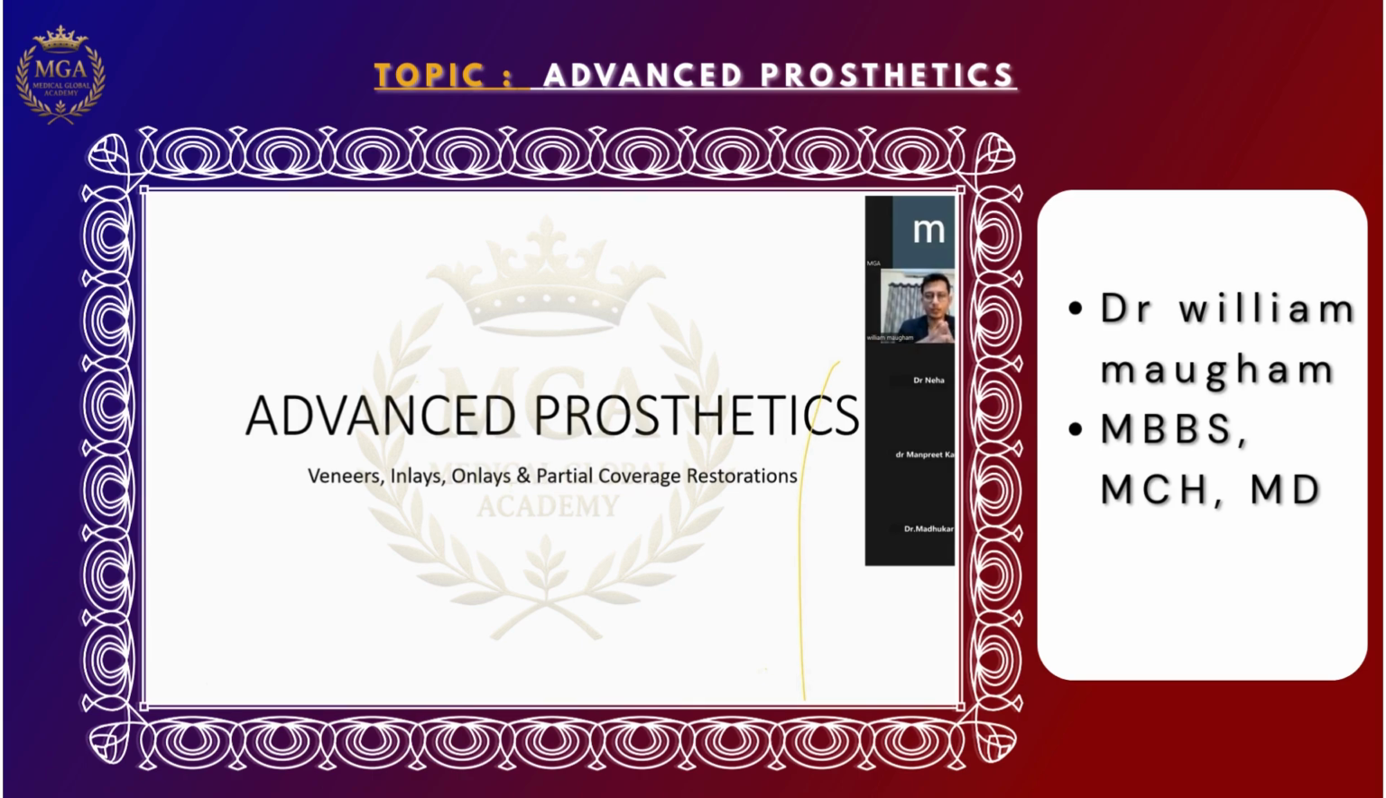In our previous class, we discussed the full coverage restoration, the full coverage crown. This full coverage crown needs a huge amount of tooth preparation. You have to prepare the tooth occlusally, proximally, buccally and lingually. That means your axial preparation. You have to give a proper finish line. So this needs a meticulous amount of tooth structure reduction.